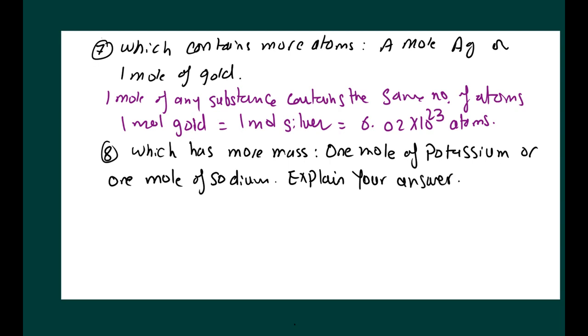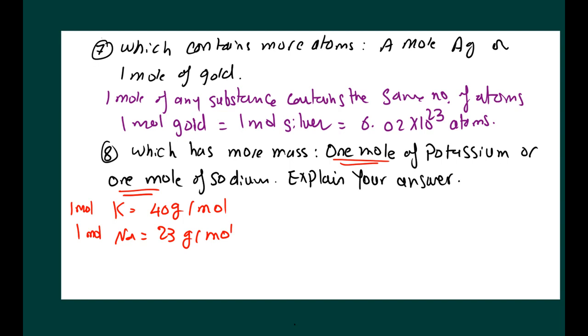Yes, both quantities are 1 mole and they have the same number of atoms, but they don't have the same mass, because they have different molar masses. So 1 mole potassium equals 40 grams, while 1 mole sodium equals 23 grams. So I will say 1 mole potassium has more mass than 1 mole sodium.